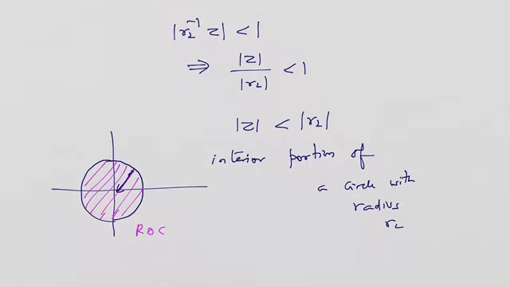RoC is, right? It is actually modulus of z less than modulus of r2, where r2 is the radius of the circle. You know very clearly that the real part will be taken on this axis and the imaginary part will be represented here. This is called the z plane. What do you really understand from this kind of situation? I'll mention it.